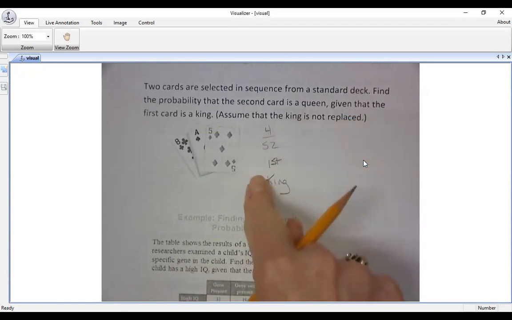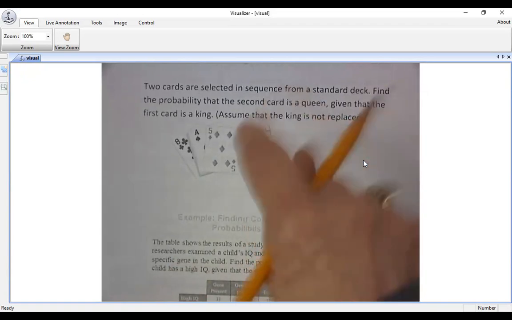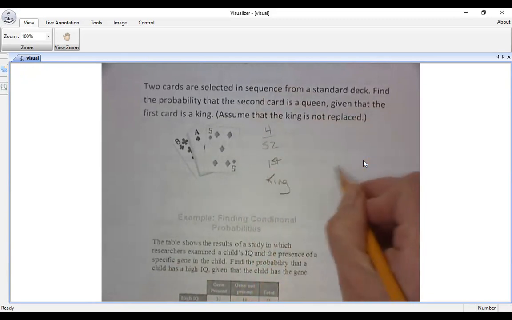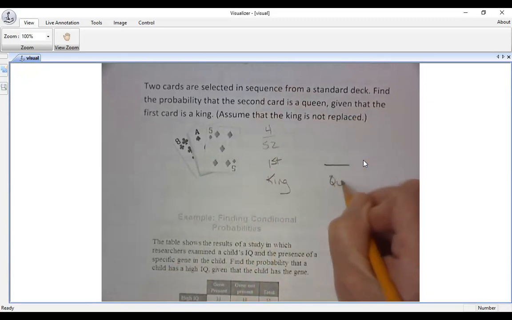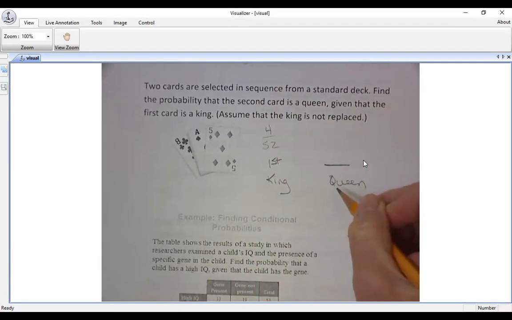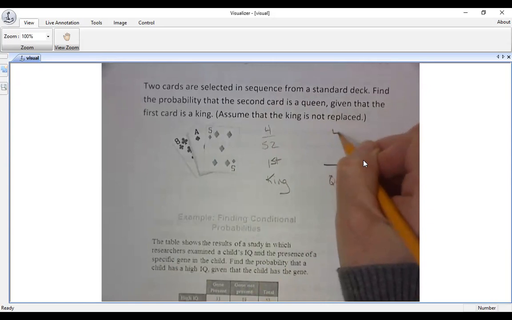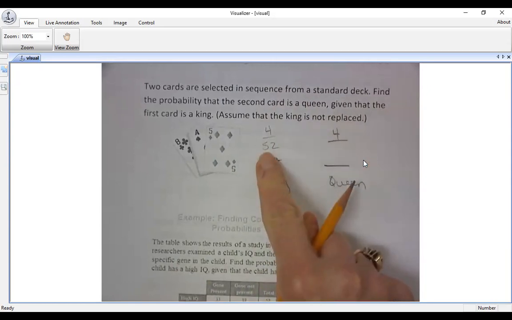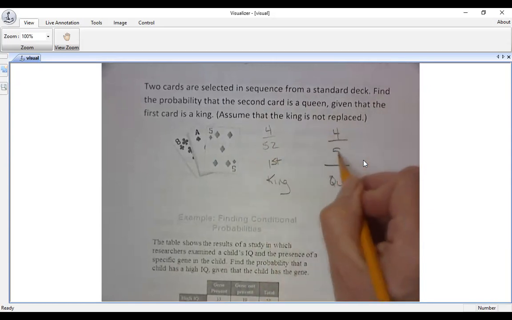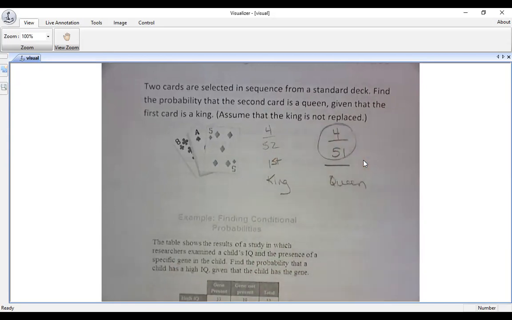Now that's not what it asked me for. It asked me, if that first card is a king, what's the probability that the next card I draw is a queen? 4 out of 51. There you go. There are still 4 queens in there, but I'm not starting with 52 cards anymore. One's been pulled out, and it's 51. That's my answer. So make sure you understand that that first event changed the probability on the second event.